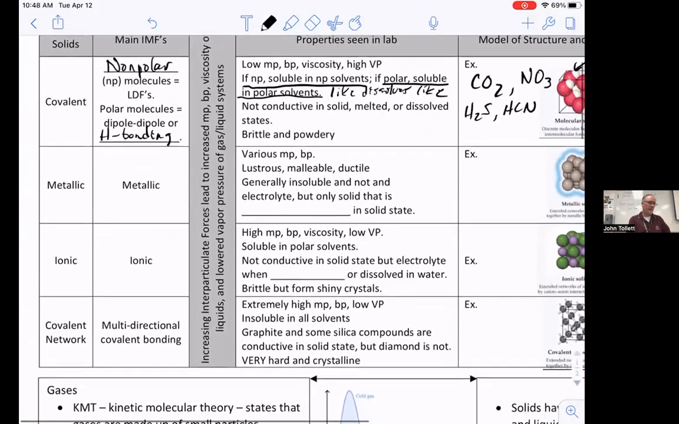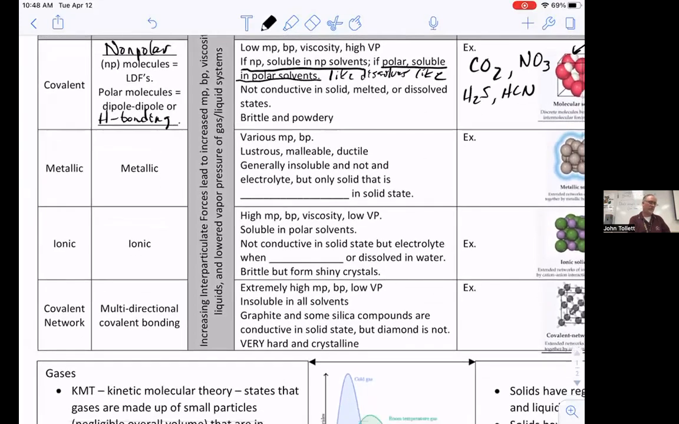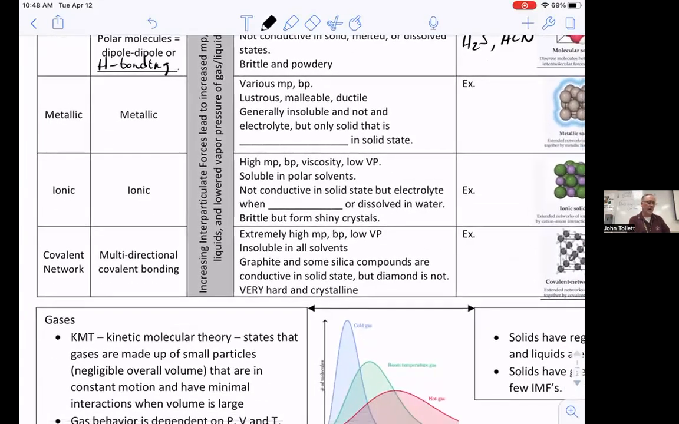Okay, so metallics are going to have various melting points and boiling points. Generally speaking, they're pretty high, kind of in the mid-range between ionic and covalent. Some of the metals can be higher than some of the ionics, but generally speaking, they're going to go in this order. So yeah, kind of a middle to high melting point and boiling point.